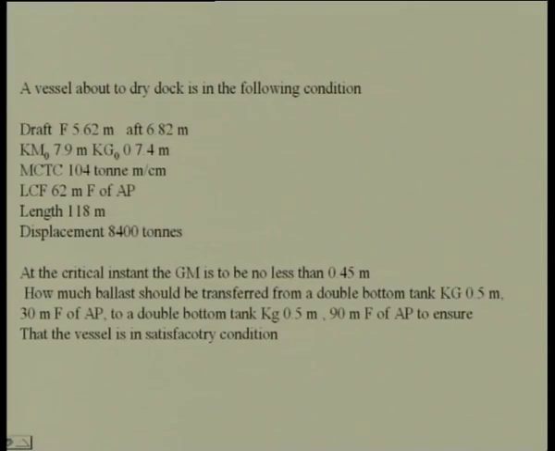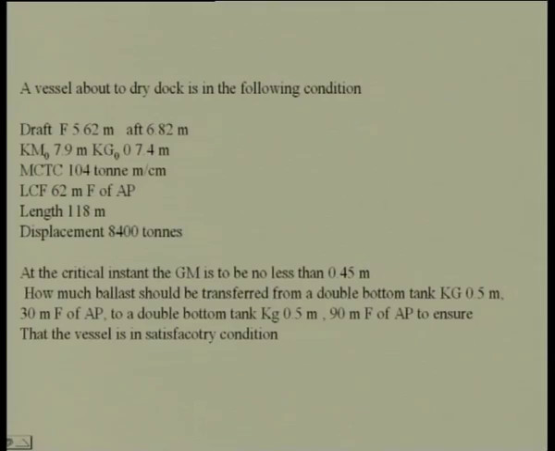Okay, you know G0 G1, so you go backwards to find P, and once you know P, you can find how much trim will happen when it touches at critical instant, and so you know your final trim, you know your initial trim. The question is to find the ballast to be transferred.